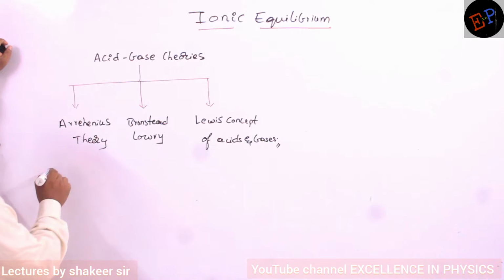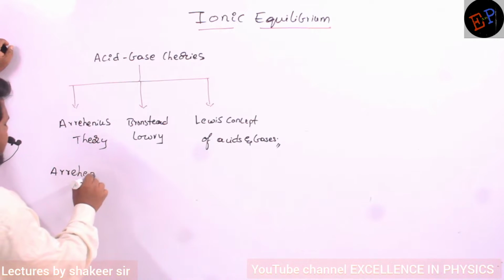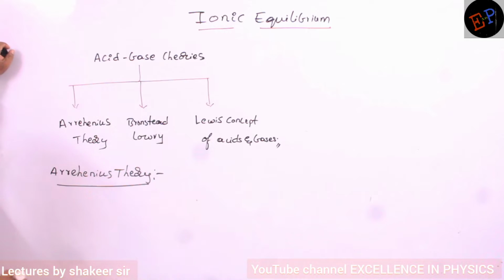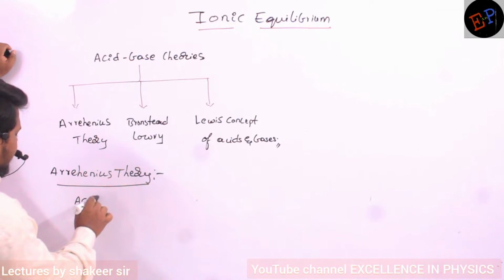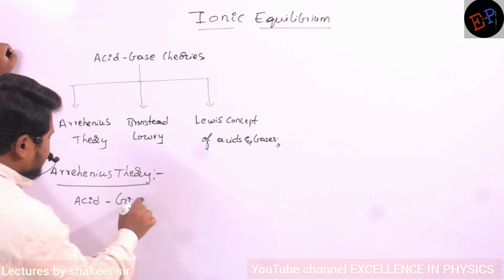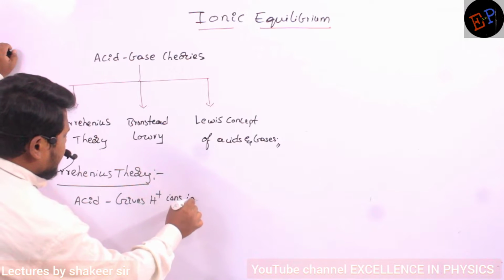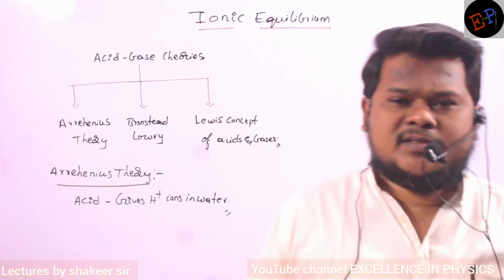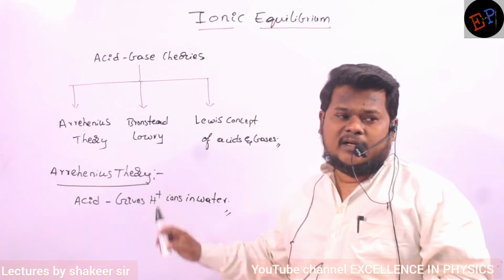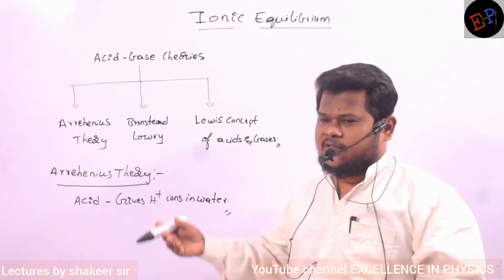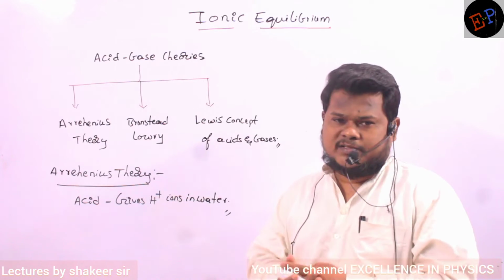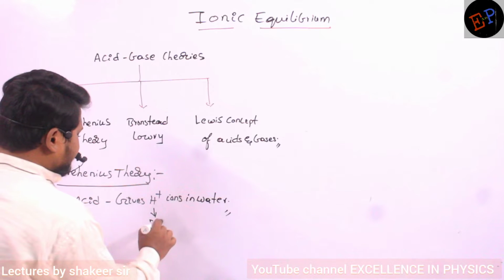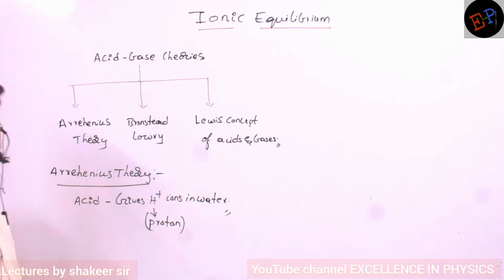First of all we will study the first theory, which is called Arrhenius Theory. What is meant by Arrhenius Theory? He said that acid gives H plus ions in water. So anything which gives H plus ions in water is called an acid. That is the definition of acid according to Arrhenius Theory. It means if you put acid in water, immediately it releases H plus ions. And H plus ion you can also call a proton.